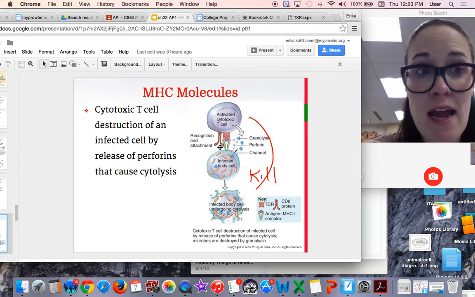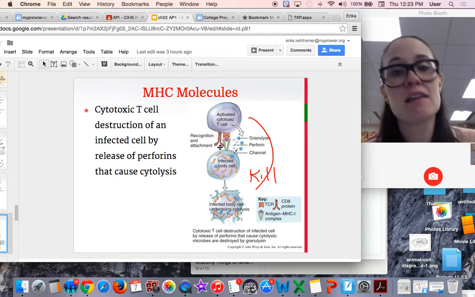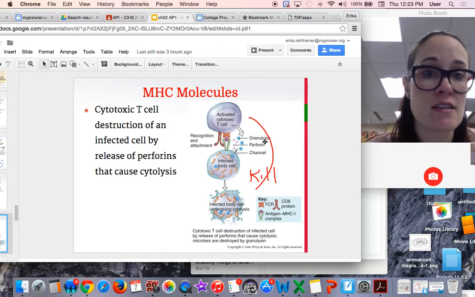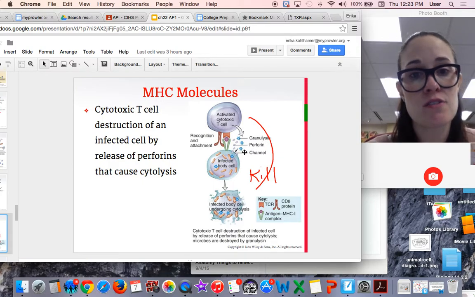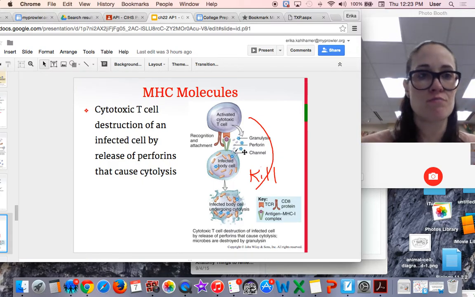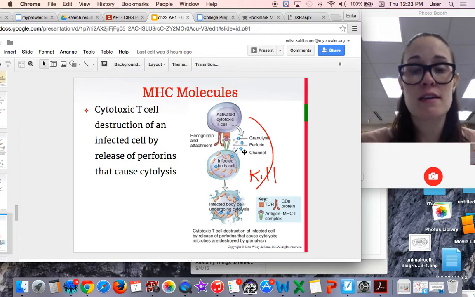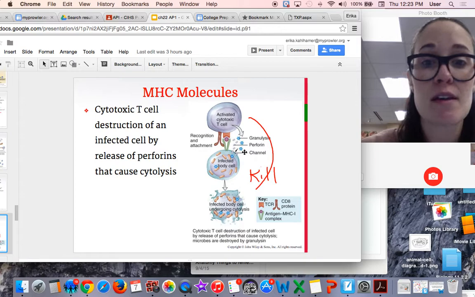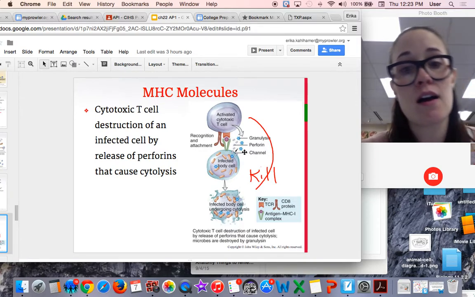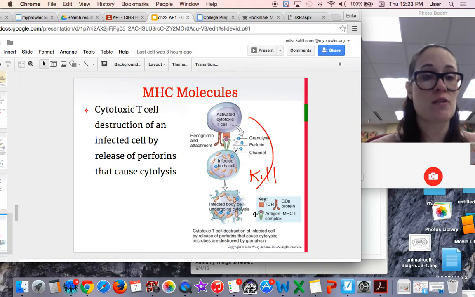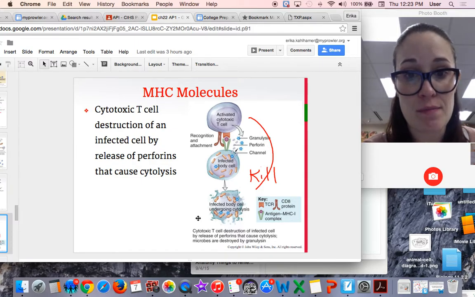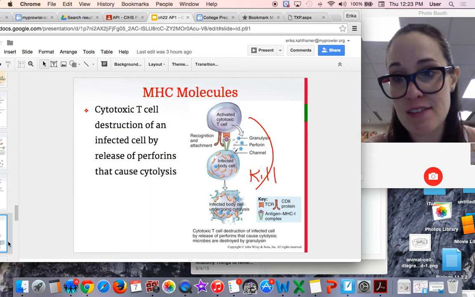Once they bind and essentially communicate, this cytotoxic T cell releases these chemicals, granulysin and perforin, that will essentially, like little throwing stars, punch holes in that infected body cell, together with the granulysin to cause that cell to undergo cytolysis, essentially burst open, become destroyed.